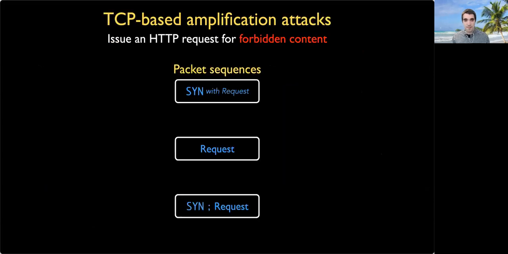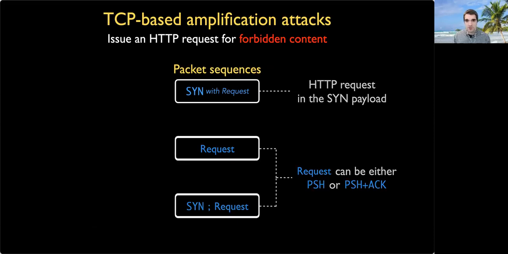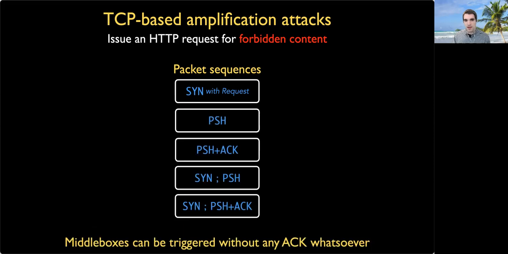So what did we find? In general, Geneva found a few broad ways to elicit responses. You can send a SYN packet containing a well-formed HTTP request for forbidden content. You could directly make that well-formed request, again with no proper three-way handshake, or send a SYN packet and follow it up with the real request. And we found this request could be sent on either a PSH or PSH-ACK packet. So in total, we found 5 packet sequences.